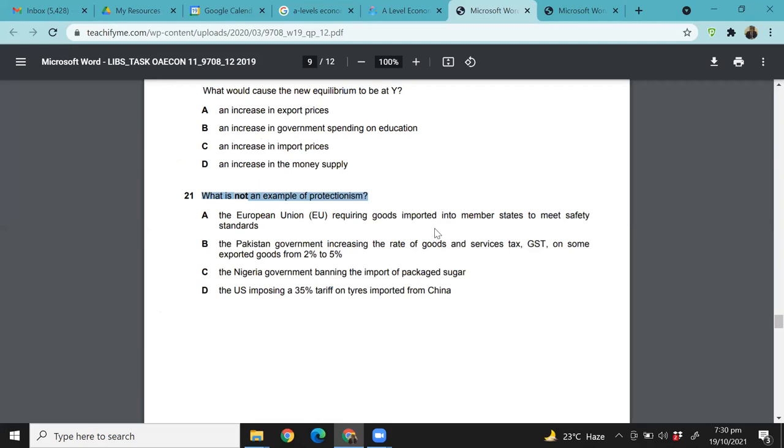Okay, so the next question says, what is not an example of protectionism? We know protectionism is when countries use trade barriers to restrict free trade. So which is not an example of protectionism? The European Union requiring goods imported into member states to meet safety standards. The Pakistan government increasing the rate of goods and services tax, GST, on some exported goods from 2% to 5%. The Nigerian government banning the import of packaged sugar. The US imposing a 35% tariff on tires imported from China.